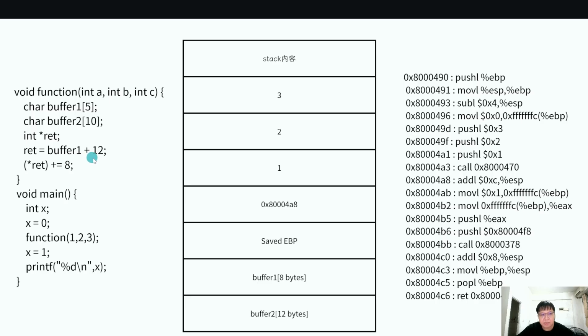Next, the statement pointer return plus 8 modifies the stored return address. After modification, the return address is 4B2. This means that when the function returns, the CPU jumps directly to 4B2 instead of 4A8.